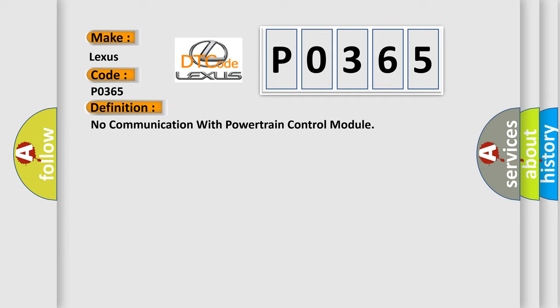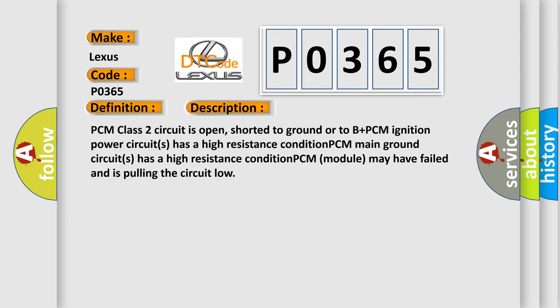And now this is a short description of this DTC code. PCM Class 2 circuit is open, shorted to ground or to B+. PCM ignition power circuits have a high resistance condition. PCM main ground circuits have a high resistance condition. PCM module may have failed and is pulling the circuit low.